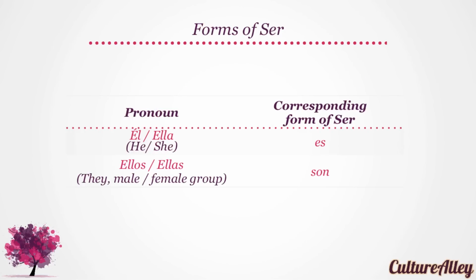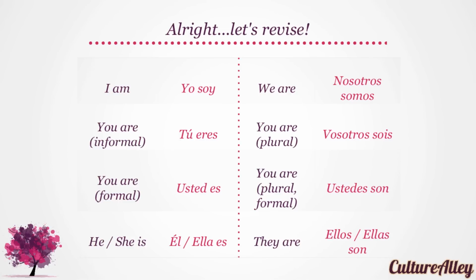Moving on to the third-person pronouns, with he or she, which translates to él or ella, we use es. And for their plural form, they, which translates to ellos or ellas, we use son. All right, let's revise. I am translates to yo soy. We are translates to nosotros somos.